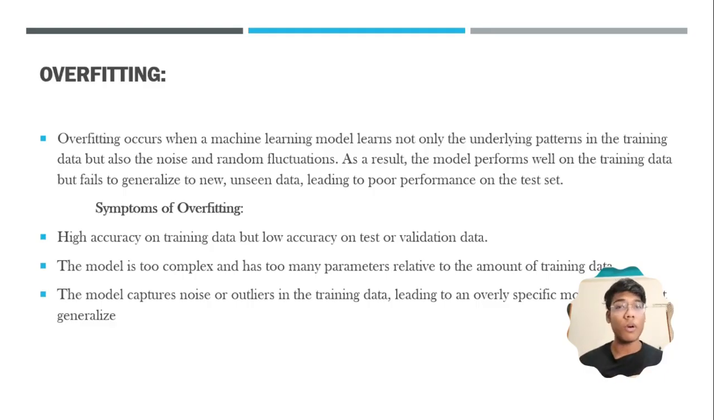Now, what are the symptoms of overfitting? High accuracy on training data but low accuracy on test or validation data is a clear symptom of overfitting. And if the model is too complex and has too many parameters relative to the amount of training data, it is a clear symptom of overfitting as well. And the model captures noise or outliers in the training data, which leads to an overly specific model that cannot be generalized.